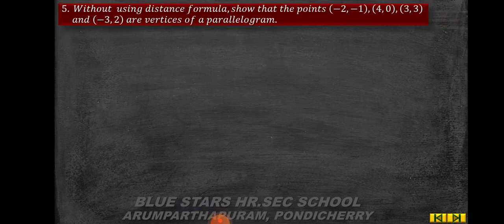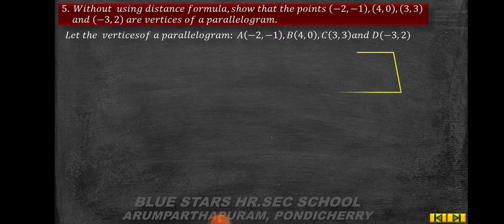Problem number 5. Without using distance formula, show that the points (-2, -1), (4, 0), (3, 3) and (-3, 2) are the vertices of a parallelogram. So let the vertices of a parallelogram be A(-2, -1), B(4, 0), C(3, 3) and D(-3, 2). So you just draw one parallelogram and mark the vertices A, B, C and D.